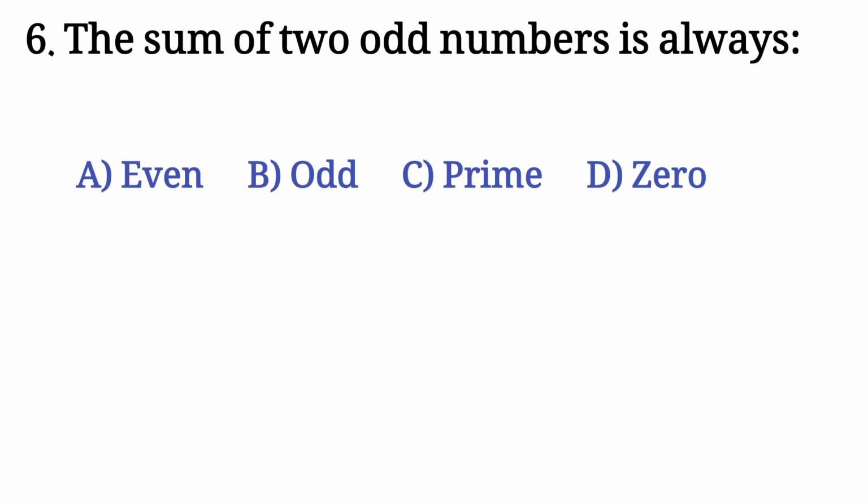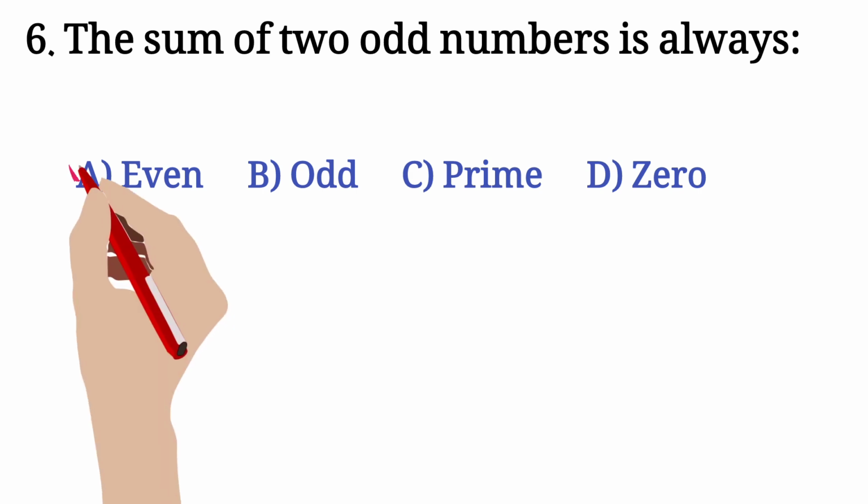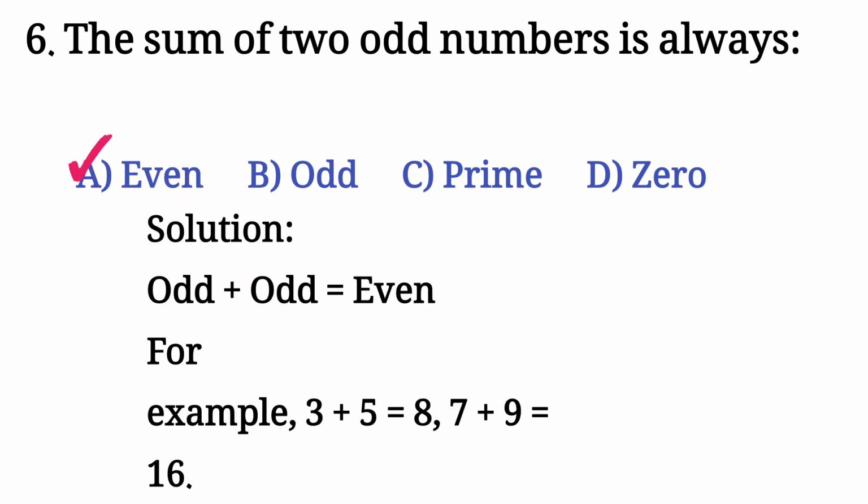Question number 6. The sum of two odd numbers is always even. The correct option is option A. Odd plus odd is equal to even. For example, 3 plus 5 is equal to 8. 7 plus 9 is equal to 16.